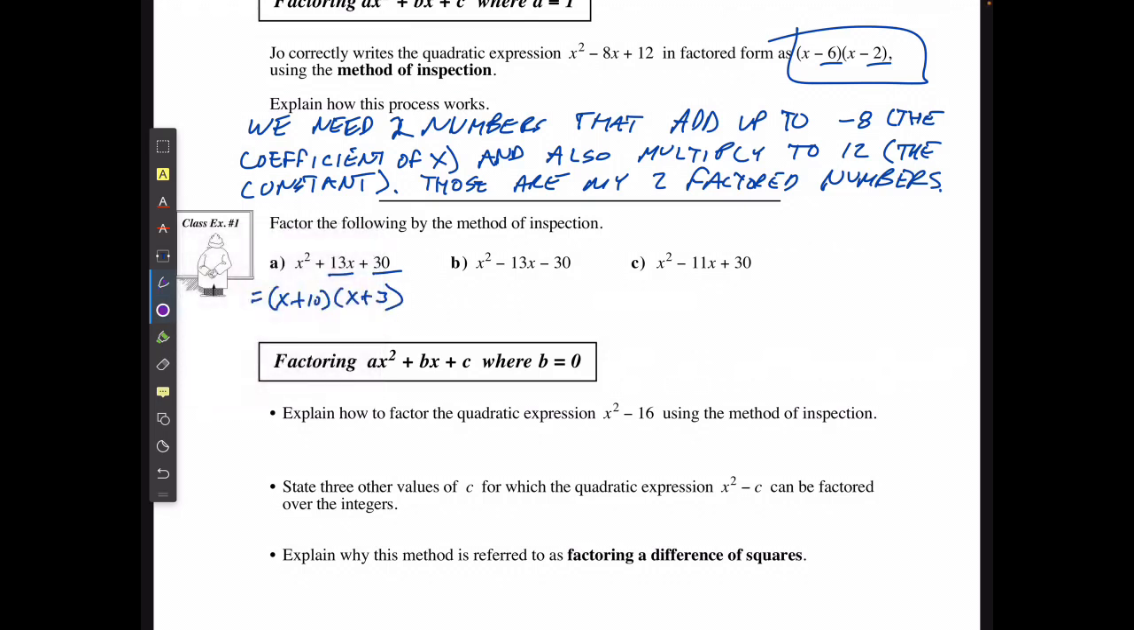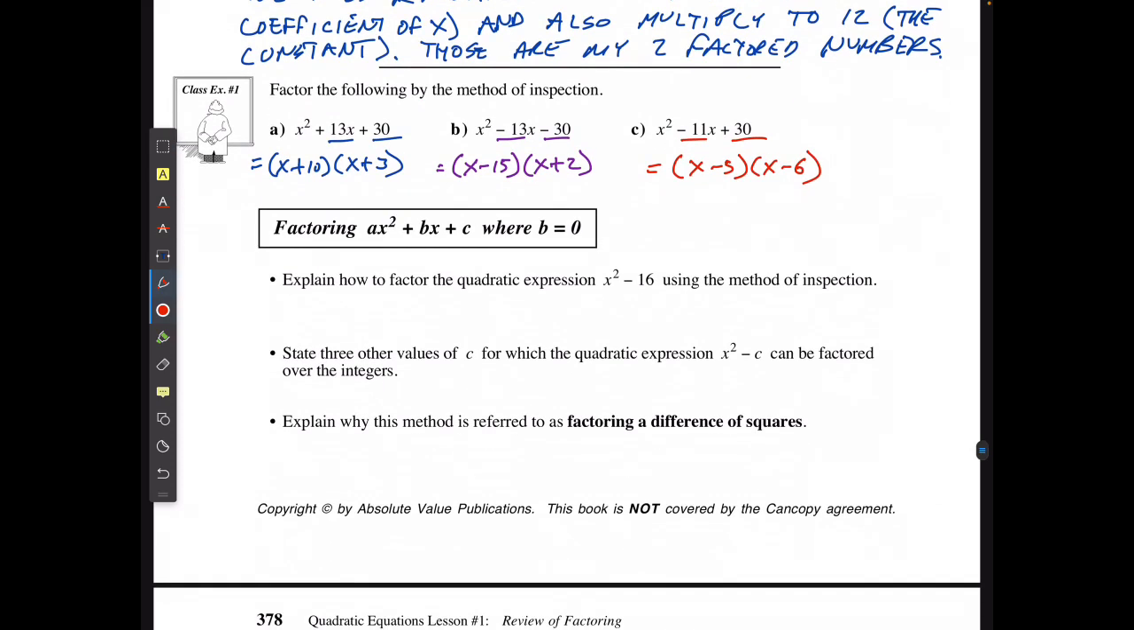For the second set, I need two numbers that multiply to -30, which means one's positive and one's negative, but add up to -13, and my two numbers are -15 and positive 2. X minus 15, x plus 2. And for the last one, they need to multiply to make positive 30, but add up to -11, which means that both numbers have to be negative to multiply to a positive, but add up to a negative. And they are -5, -6, so x minus 5 and x minus 6.